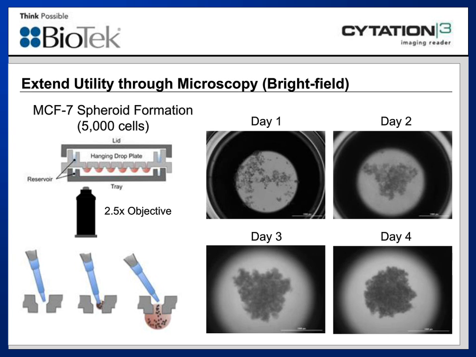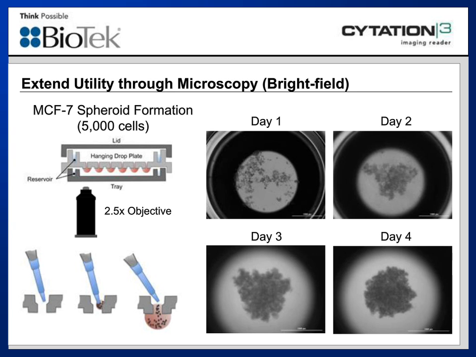This might need to be repeated after day 1 or day 2 as the aggregate forms. It tends to move to the bottom of the drop, so the Z height may have to be adjusted to get the best images. And again, once you find that Z height in manual mode, it can be set and used for automated imaging of the entire plate.